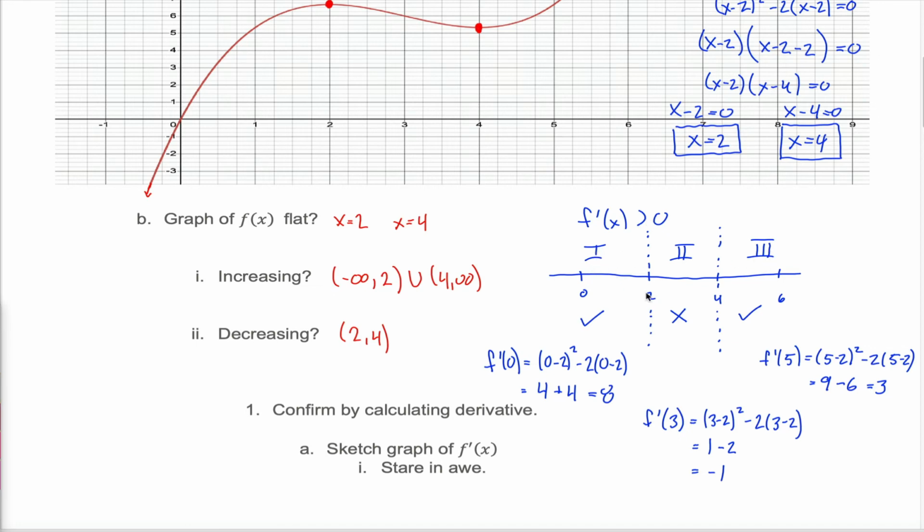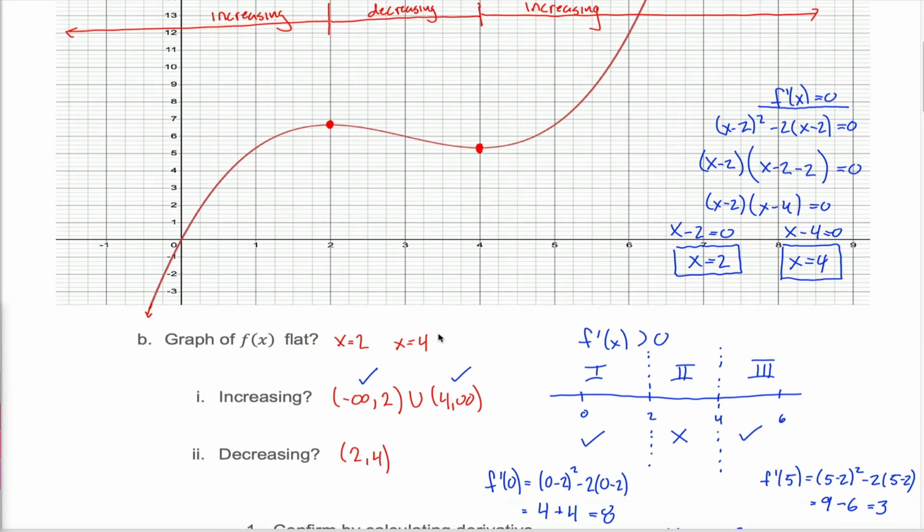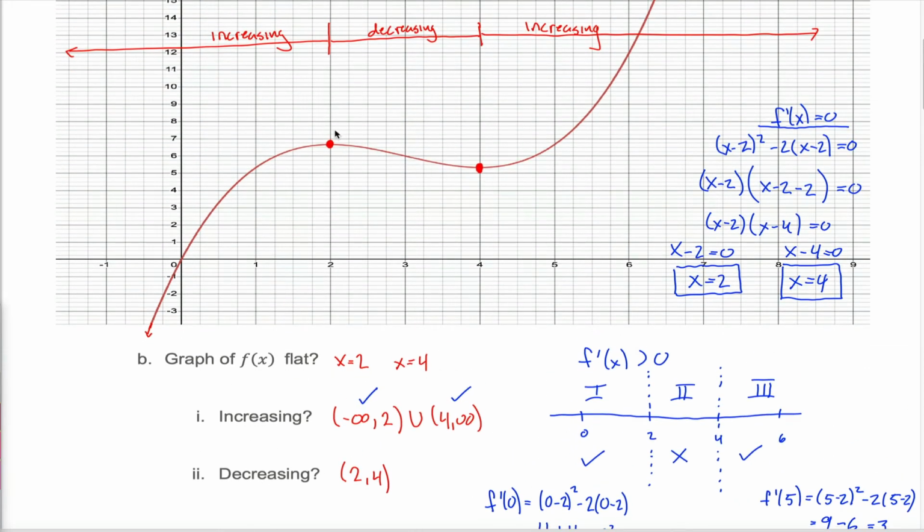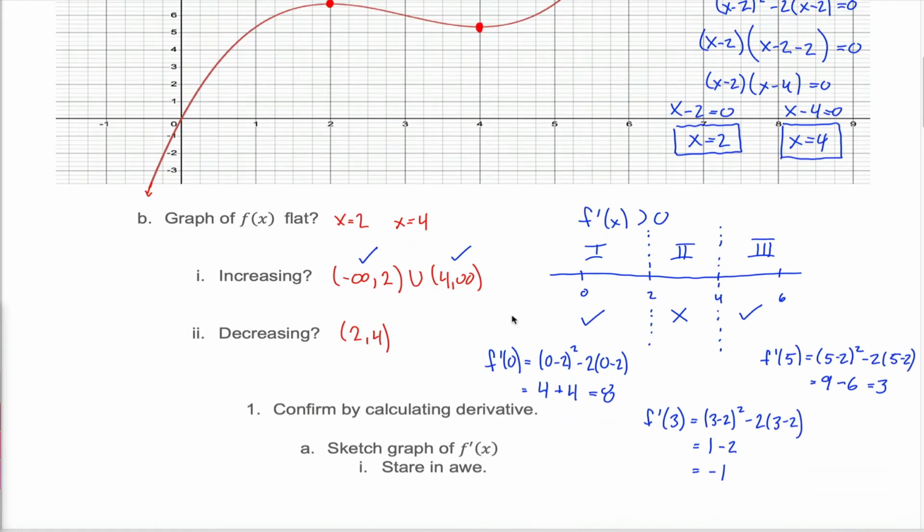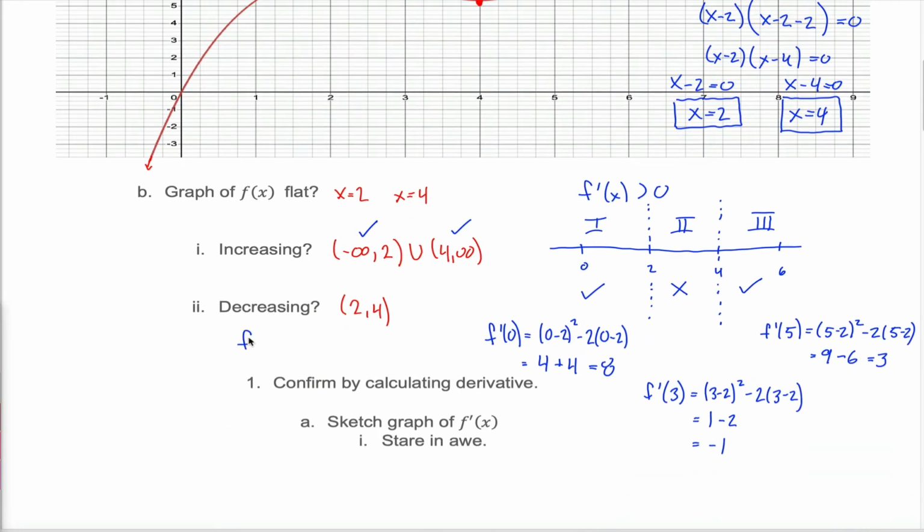Region 1 is all numbers that are less than 2, in other words, the numbers from negative infinity up to 2. And region 3 is all of the numbers that are greater than 4, in other words, from 4 up to infinity. You could do a similar argument to figure out where the function was decreasing if that's what you were interested in. This little interval in here from 2 to 4, we could figure out by solving the inequality f prime of x is less than 0.